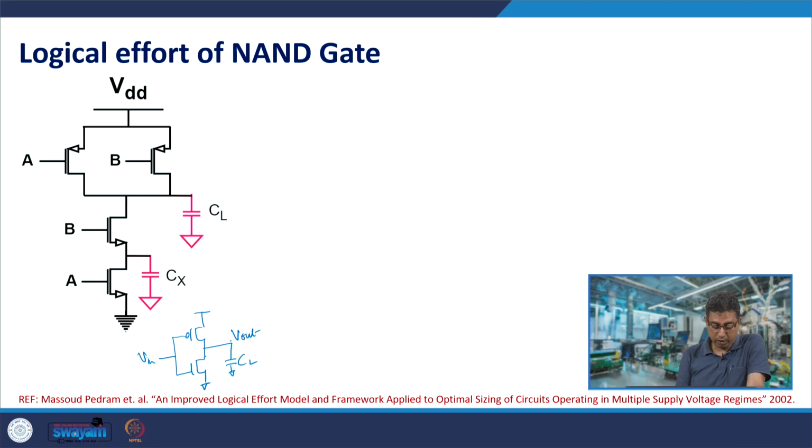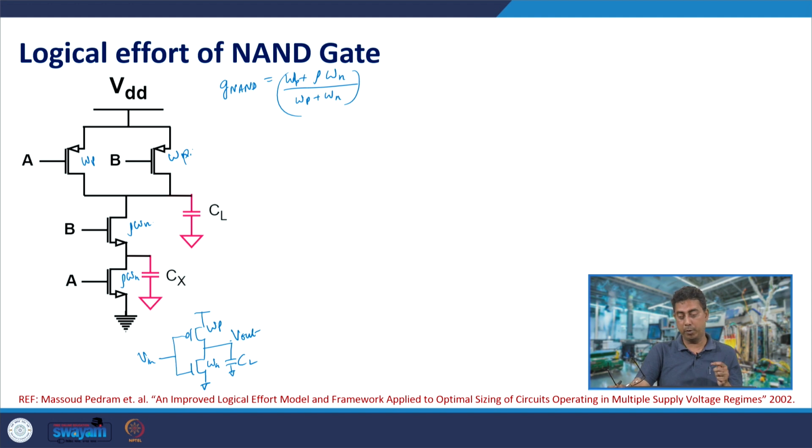Now, what is the logical effort of this? This is Wn, Wp, Wp, Wn, rho Wn and rho Wn, and the current carrying charging and discharging capabilities are the same. Therefore, the logical effort is now going to be a ratio of input capacitances. So, the logical effort of this NAND gate is, to be accurate, Wp plus rho Wn divided by Wp plus Wn. Now, it depends on the ratio of Wp and Wn.